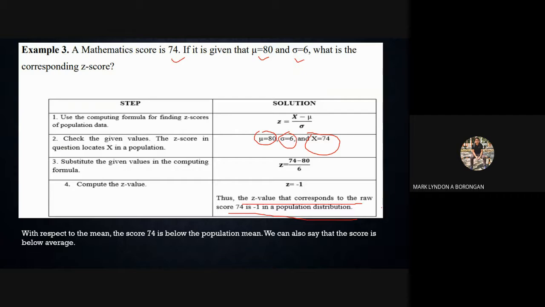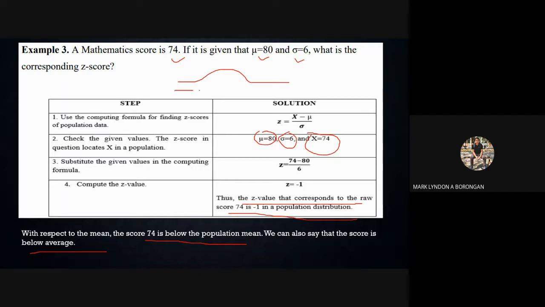So the z value that corresponds to the raw score 74 is negative 1 in a population distribution. This means, okay, do you understand this guys, that with respect to the mean, the score 74 is below the population mean, and we can also say that the score is below average. As you can see there, 74, right? And the mean is 80.